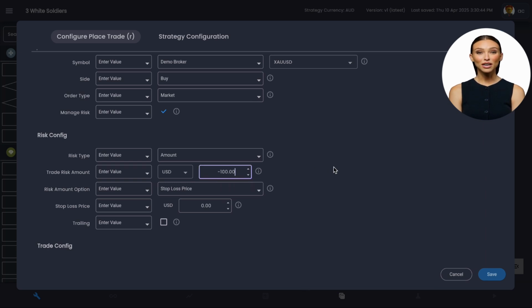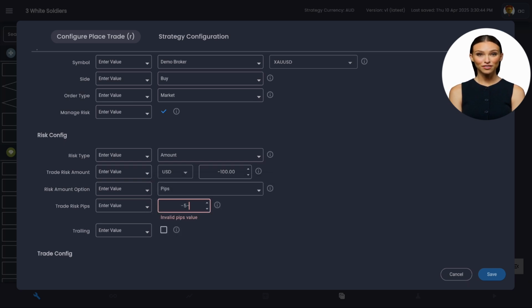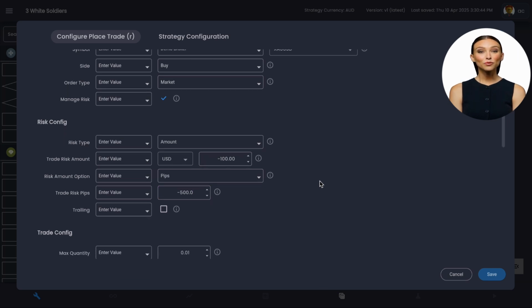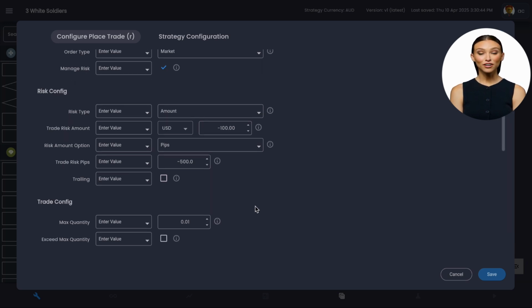It is important to take note that all amounts and pips entered that would result in a trading loss for a position are entered as negative numbers. This reflects that they're measured relative to the trade entry in the opposite direction. With risk defined, the rule calculates the trade size dynamically, based on broker constraints and your configured limits.